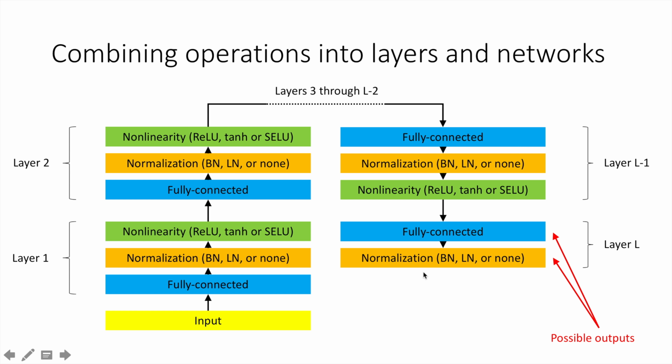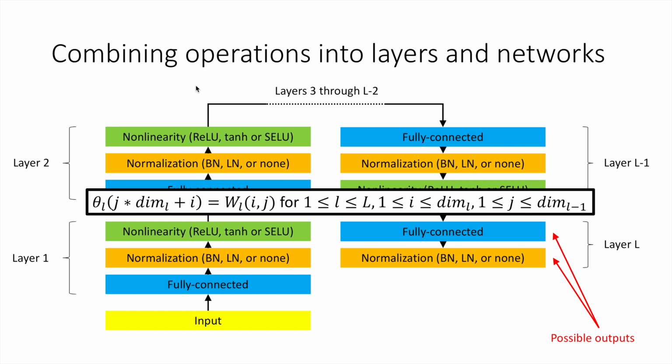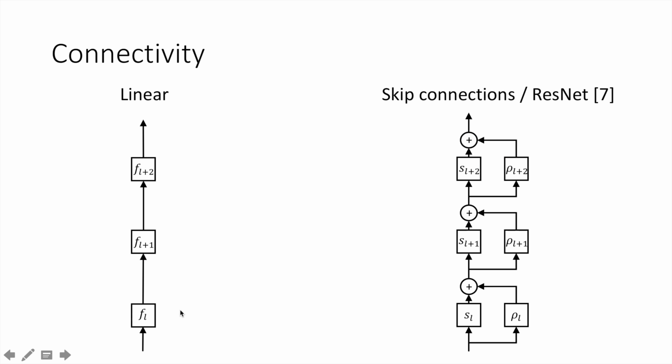The final output of the network is either the output of the last normalization operation if it is batch norm or layer norm, or the output of the last fully connected operation if normalization is absent. In this architecture, the trainable parameter theta L of each layer L corresponds to the vector of entries of the weight matrix of the fully connected linear operation. In addition to the linear style of connectivity, we also consider skip connections as used in ResNet. Here, the output of each layer is fed into two different computational units, the skip block S and the residual block rho. They compute different outputs, which are then added together to form the output of the next layer.